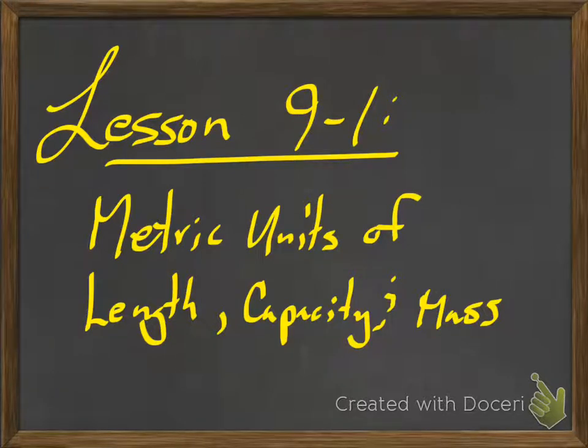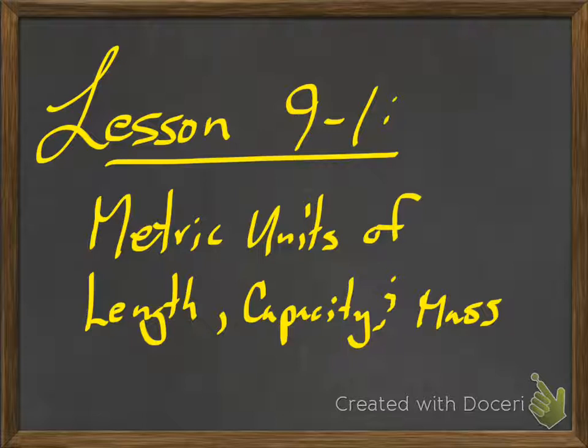Well, good evening, class. This is the video for Lesson 9.1, and we are going to start off into the next chapter. Chapter 9 is all about things relating to spatial stuff. So we're talking geometry. We're going to start with basic metric measuring units, one for length, one for capacity, and one for mass. Those are the three different kinds of things that we can measure.